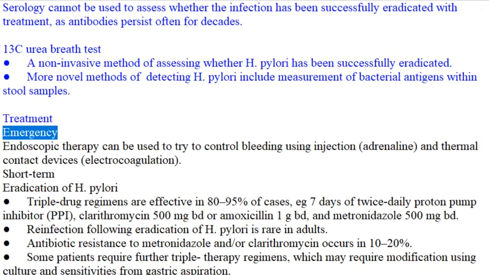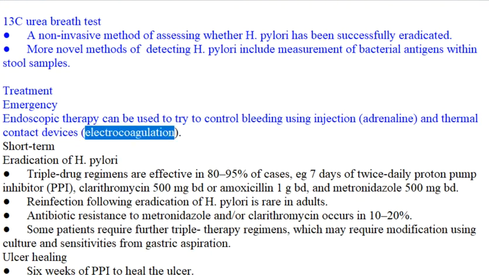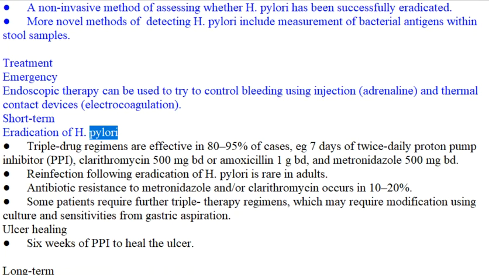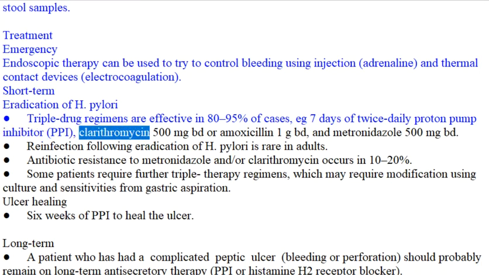Treatment. Emergency: endoscopic therapy can be used to try to control bleeding using injection of adrenaline, and thermal contact devices, electrocoagulation. Short-term: eradication of H. pylori. Triple drug regimens are effective in 80–95% of cases, e.g. 7 days of twice-daily proton pump inhibitor, PPI, clarithromycin 500 mg BD or amoxicillin 1 g BD, and metronidazole 500 mg BD.